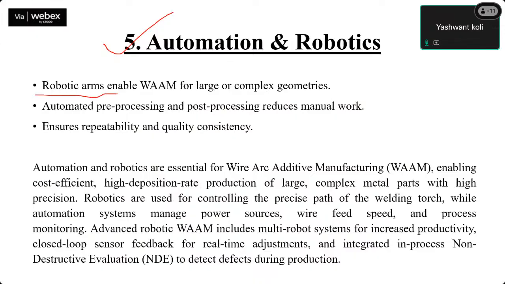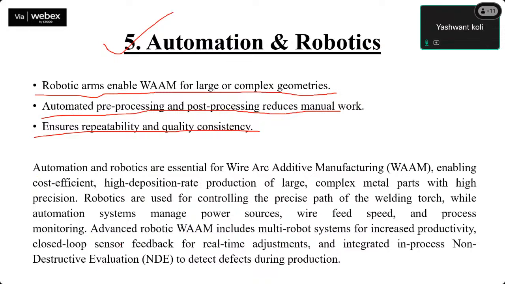So robotic arm enables WAM for large and complex geometries. Automated pre-processing and post-processing reduces manual work, ensures repeatability and quality consistency. Automation and robotics are essential for WAM, enabling cost-efficient, high deposition rate production of large, complex metal parts with high precision. Robotics are used for controlling the precise path of the welding torch, while automation systems manage power sources, wire feed speed, and process monitoring.